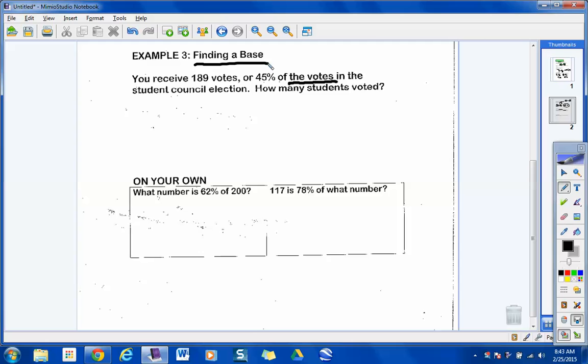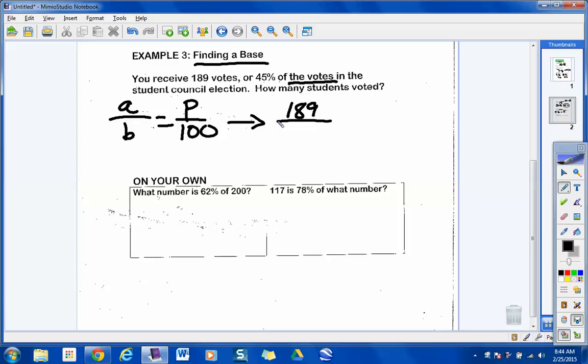Again, part A of the base B is P percent. Let's fill out what we know. Do we know the A value this time? It has to be 189 because 189 doesn't come right after the word of, and it's not a percent, so it has to be A. Yes. What comes right after the word of up here? 45. It's 45% of student votes, right?